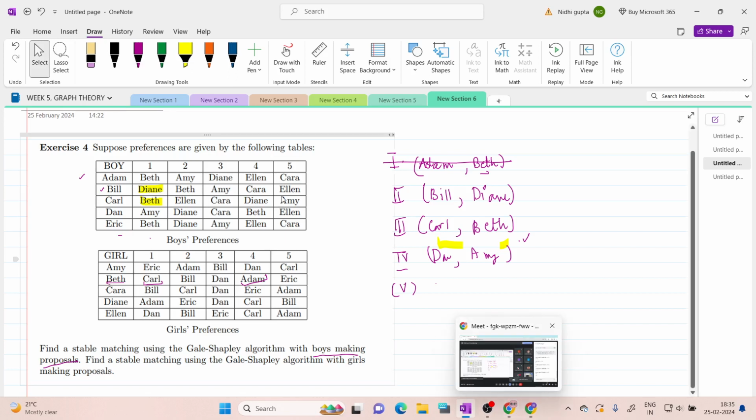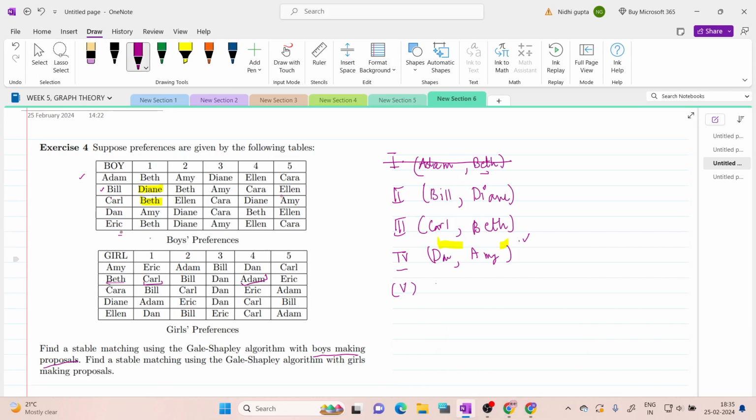Beth is already engaged to Carl, and Eric also wishes to propose to Beth. So we look at the preferences of Beth. Between Eric and Carl, Beth prefers Carl. So Carl will remain engaged and Eric will remain free. Now we move to the second preference of Eric, which is Deanne.